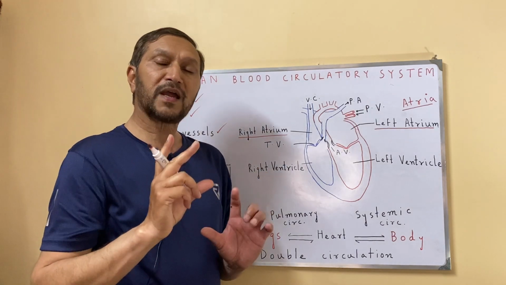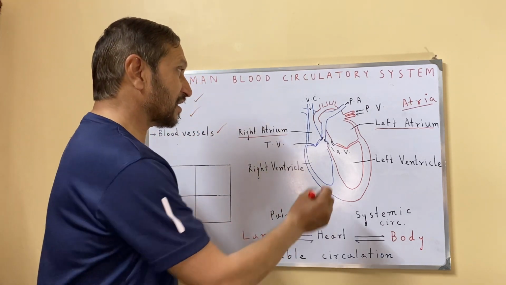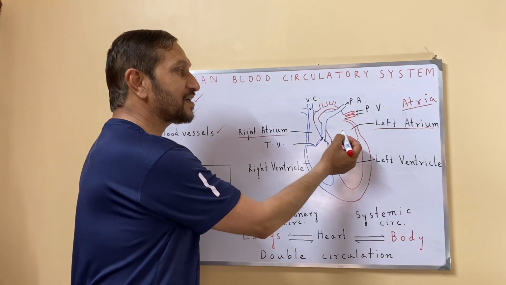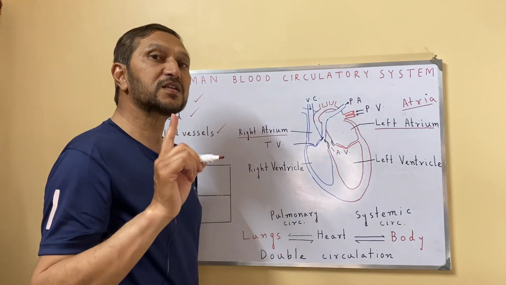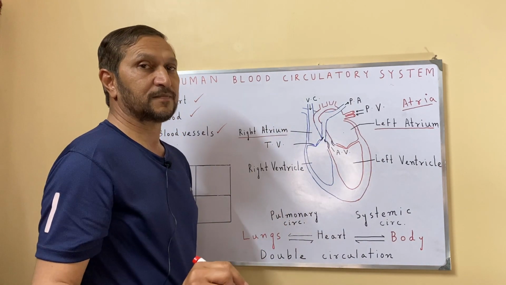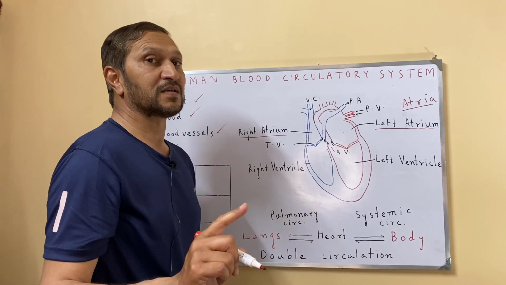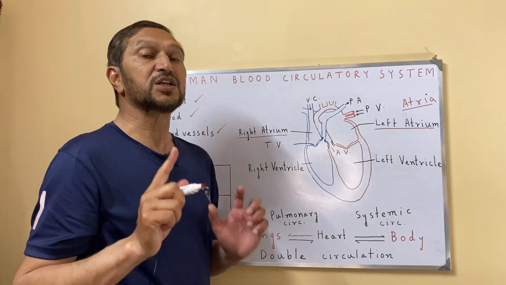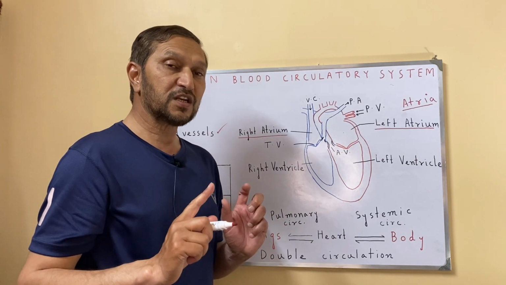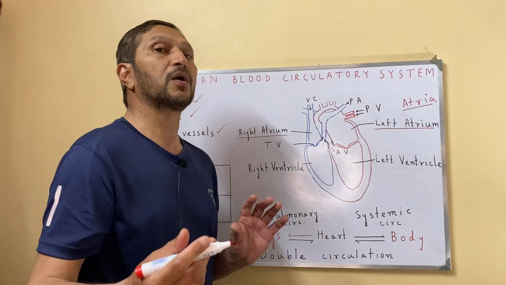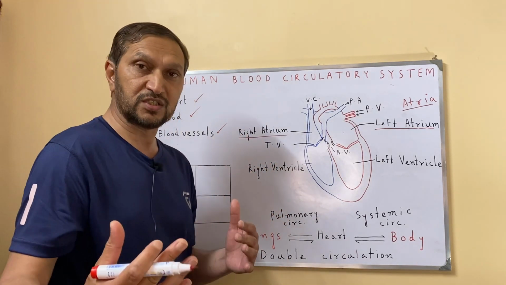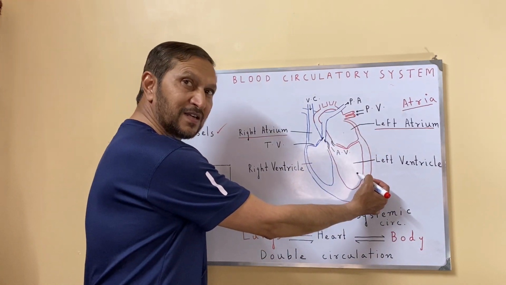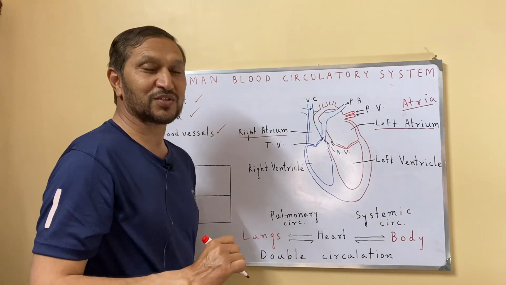Now keep in mind one more thing: if this is the left part of the heart, either left atrium or left ventricle, it contains oxygenated blood. And this is the right part of the heart. This part contains deoxygenated blood. Deoxygenated means without oxygen. Oxygenated blood means full of oxygen, rich in oxygen. So the left part of the heart contains oxygenated blood and the right part contains deoxygenated blood.